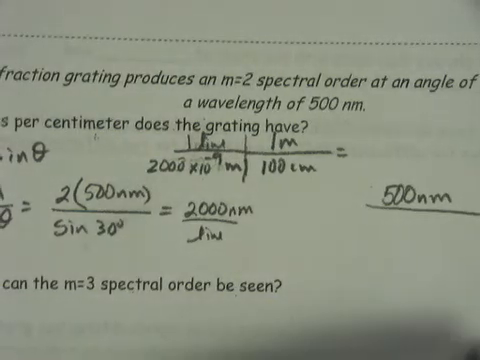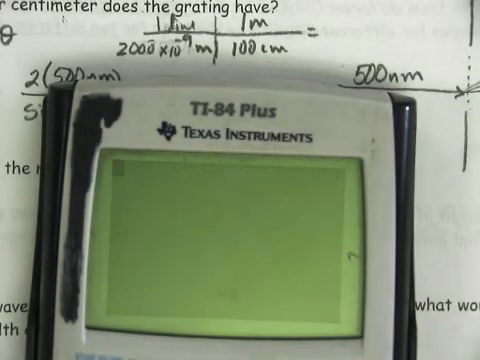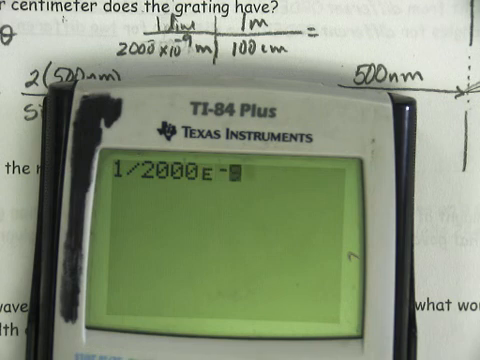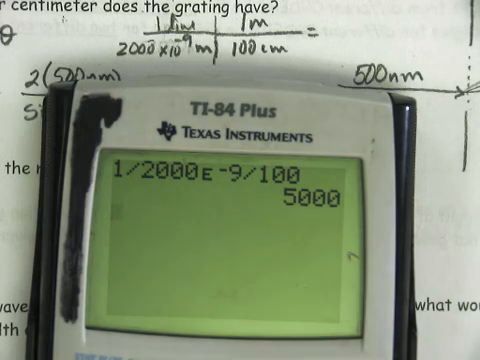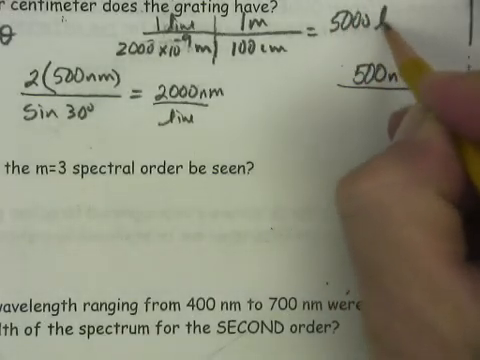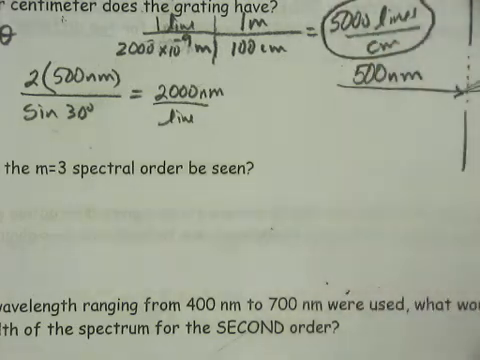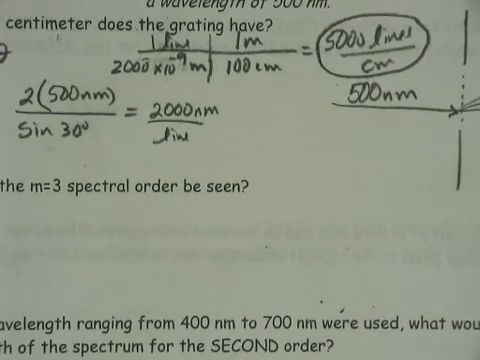So when I plug this into my calculator, I can take 1 divided by 2,000 times 10 to the negative ninth, and then divide by 100. And that gives me 5,000. So this particular grating that they would be dealing with in this problem has 5,000 lines per centimeter. And there it is.